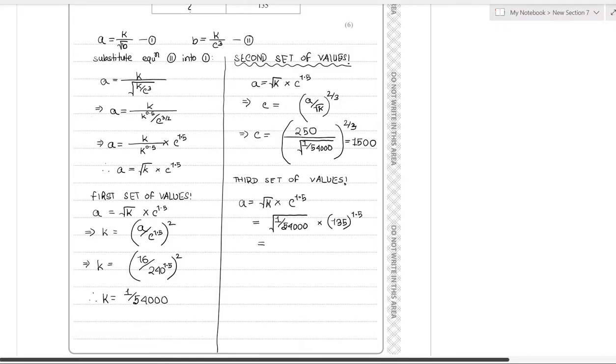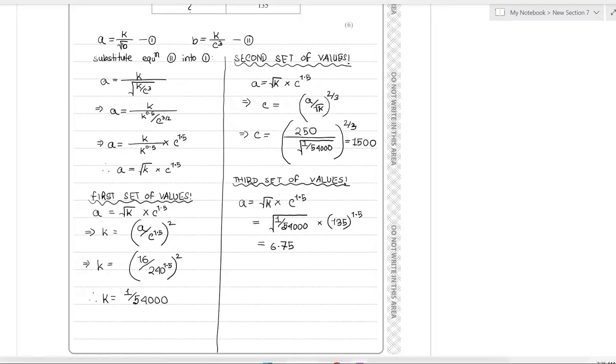And if you just calculate, you get a value for a is 6.75. So the value for a for the third set of values is 6.75. I hope question number 7 was clear enough for you all to understand. So moving to question number 8 then.